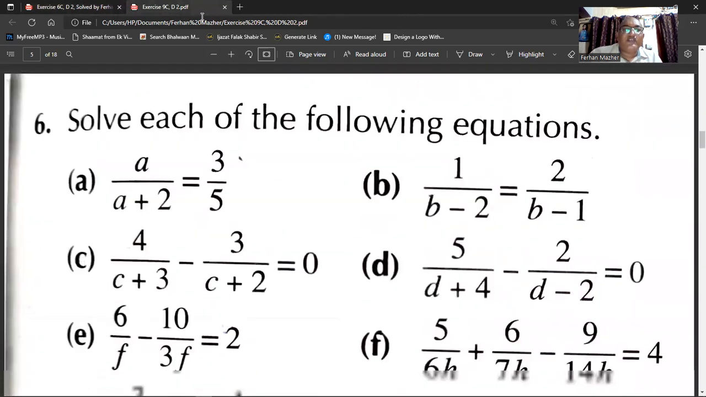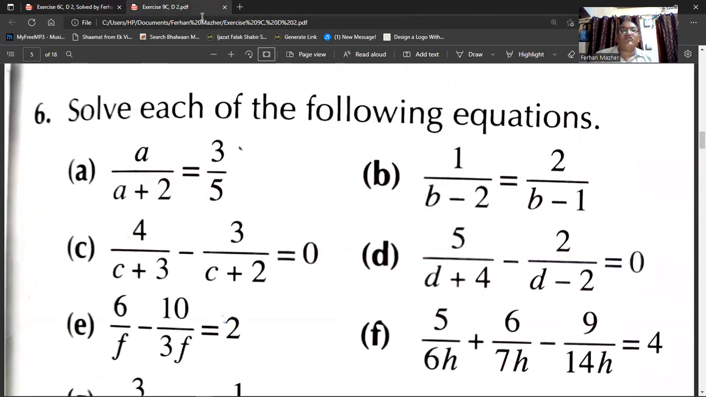Okay, so we are going to the next question. The next question is question number 6. It says, solve each of the following equations. Solving an equation means finding the value of the variable. For example, in the A part, the variable in that equation is A. Here we have A divided by A plus 2 equals to 3 by 5.